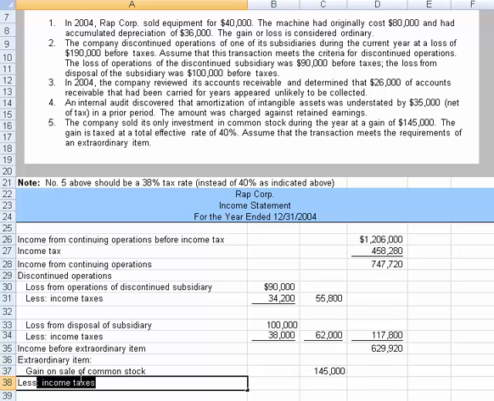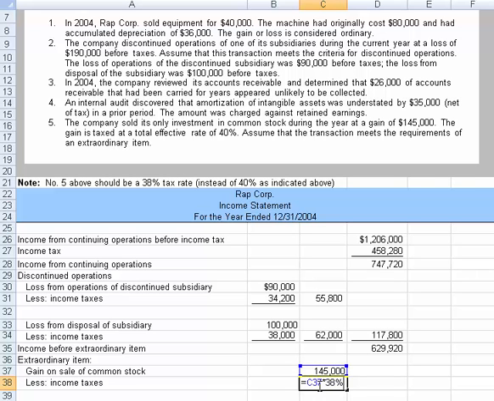And then we have to subtract out the taxes that relate to the gain. Remember, for irregular items, we get involved with income tax allocation. We allocate the total income taxes to those irregular items. Okay, and again, we'll use 38%. And we come up with 55,100. We take that less that amount. That gets us 89,900.